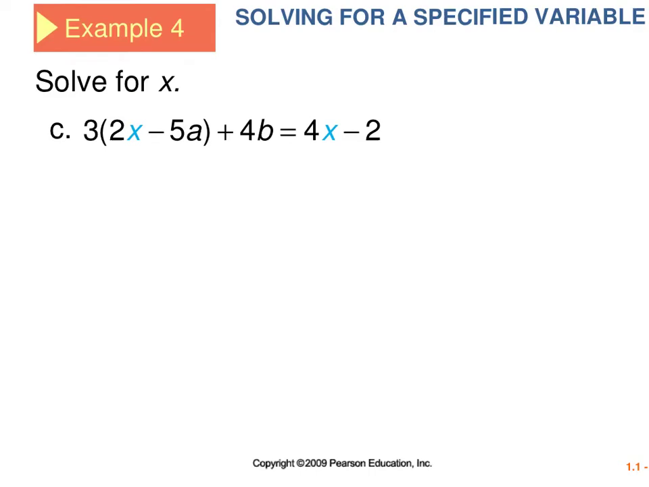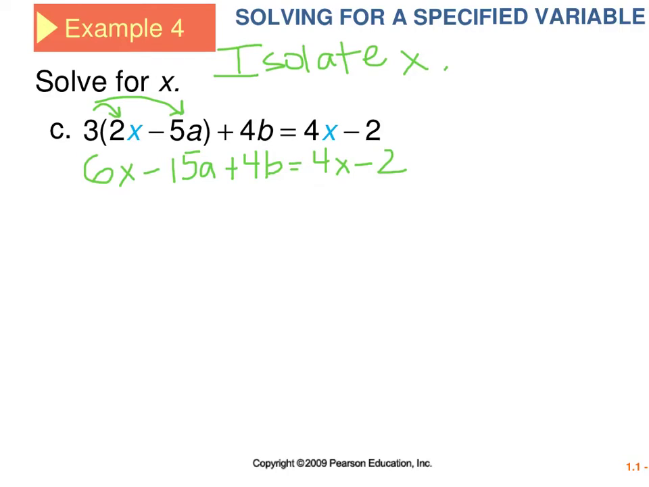I have an equation here that has more than one variable, and in this instance they have asked me to solve for x. So my goal is to isolate x. I'm going to solve it just like I would start any other problem. Since x is inside the parentheses, I'm going to have to distribute. That will be my first task, to distribute the 3 to the 2x and the negative 5a.